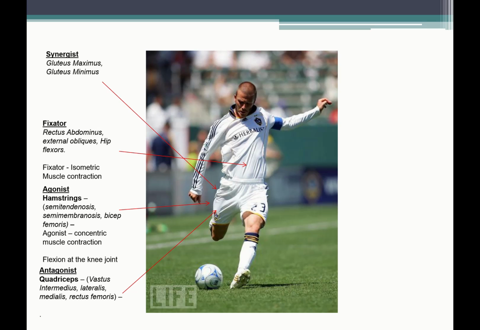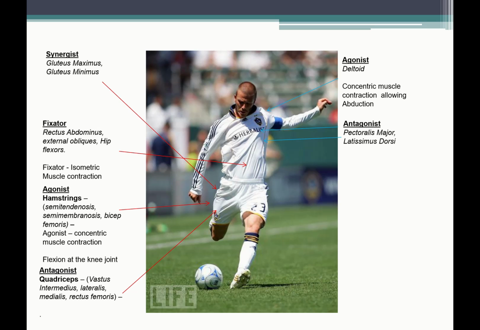If we take another example and we look at David Beckham's left shoulder, we can identify here that this movement is abduction. So he's moving his humerus, his arm, away from the midline of the body. In order to do that, the agonist is the deltoid. Now at the same time, we've got concentric contraction again because the deltoid is shortening.